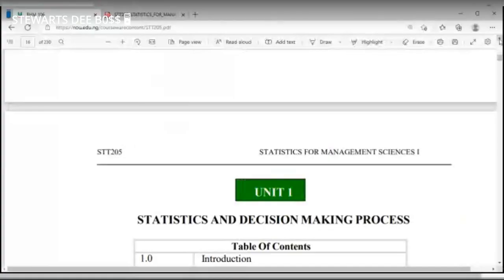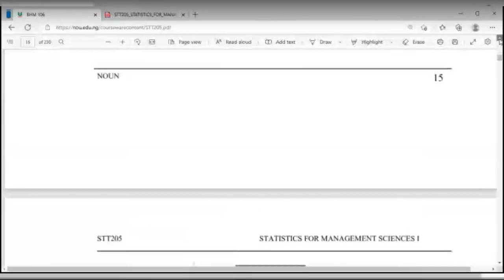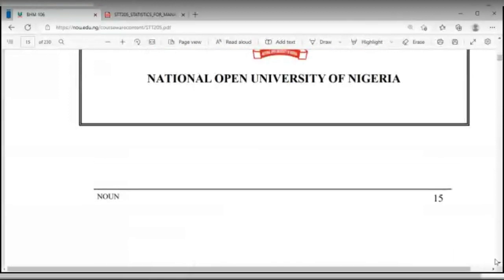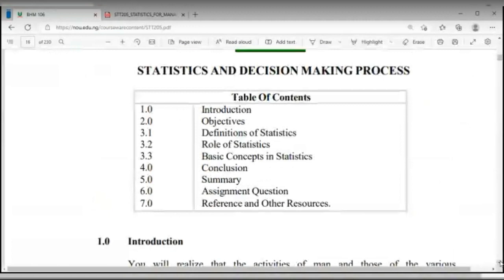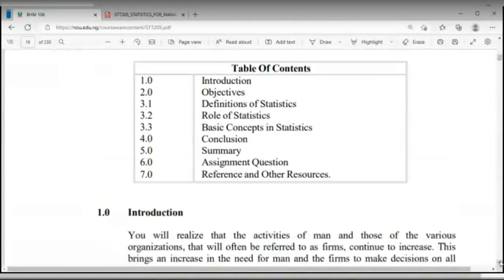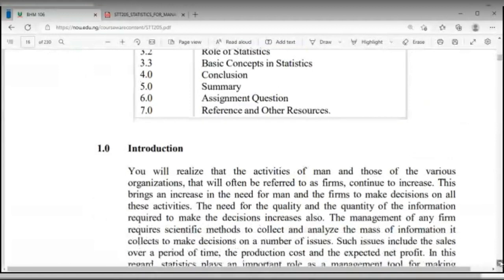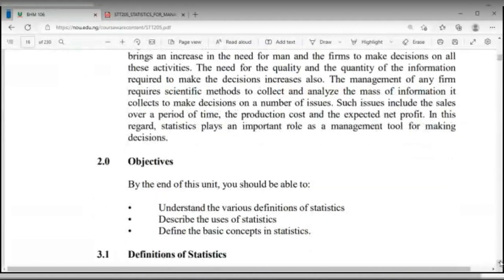Statistics and decision-making processes. Okay. So here you look at the introduction, objective, definitions of statistics, roles of statistics, basic concepts in statistics, conclusion, summary, and then assignment. If we stay to the end of this class, you should be able to understand the various definitions of statistics, describe the uses of statistics, and then define the basic concepts in statistics.